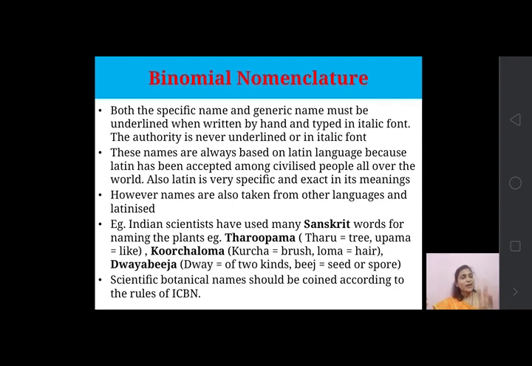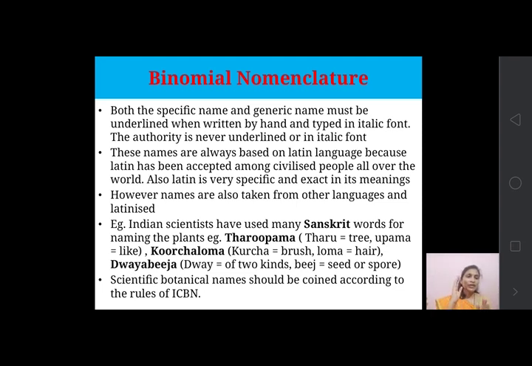Because in binomial nomenclature, or giving the name to a plant, there are three elements: genus, then species, and then author name. So only the genus and the species name should be underlined. The author name is never underlined, or it is not written in italic font. So this is the rule while writing or typing the generic and the specific name. All must follow these rules while mentioning that name.